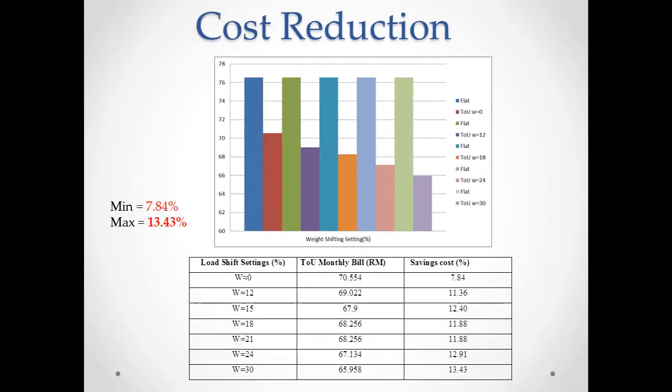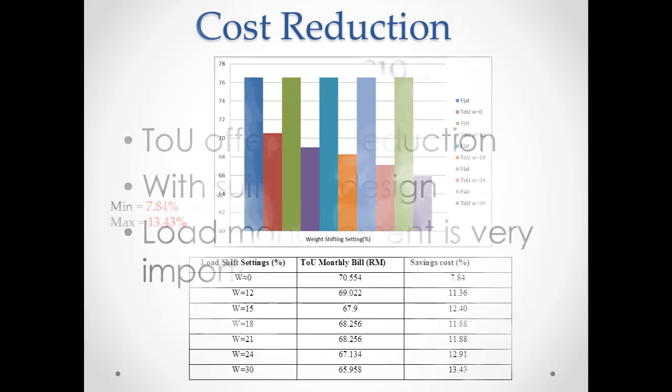Next, the important result in this research is how much cost reduction can we make? From 5 different simulations, it is shown that the electricity cost is reduced in line with the percentage of load shifting weight. The best percentage of cost reduction is 13.43%, and the minimum we can get without shifting the load is 7.84%. So, the result achieved the main objective of the research.